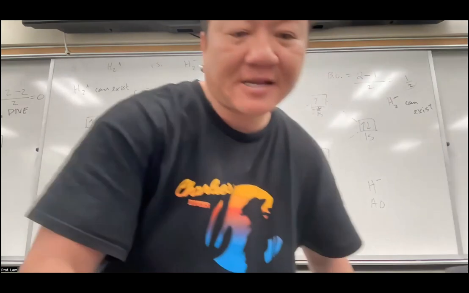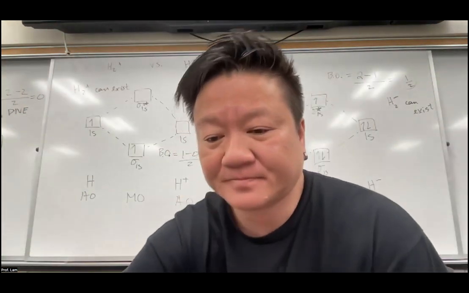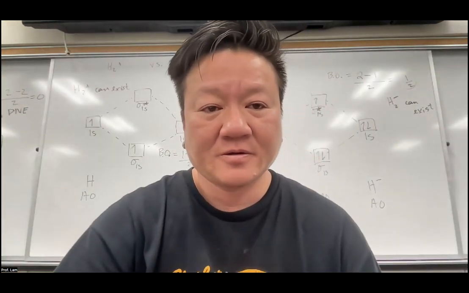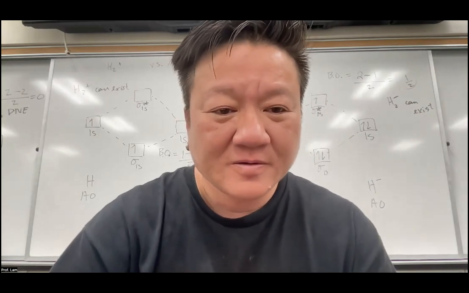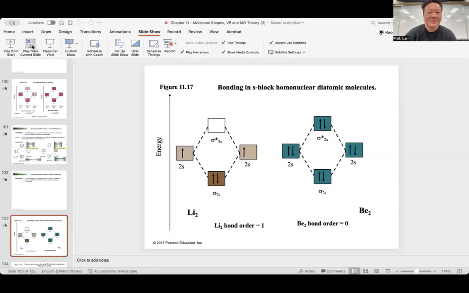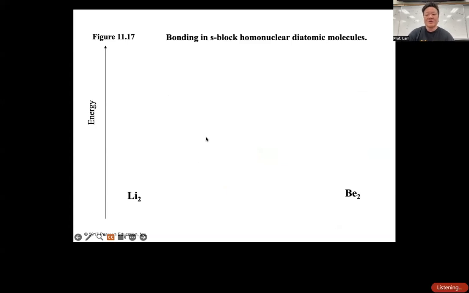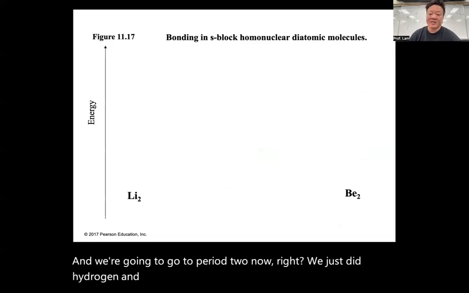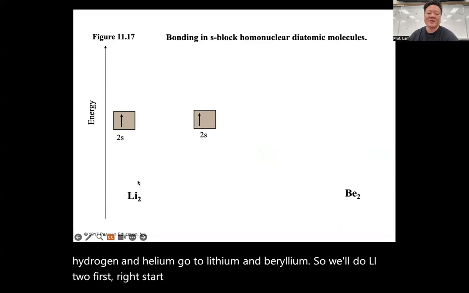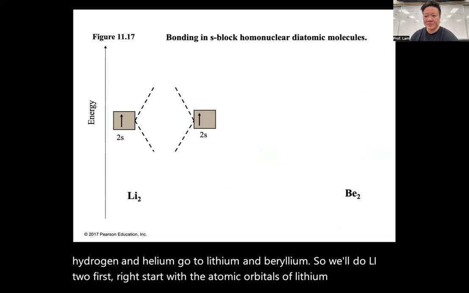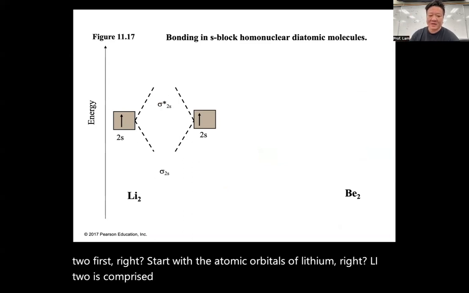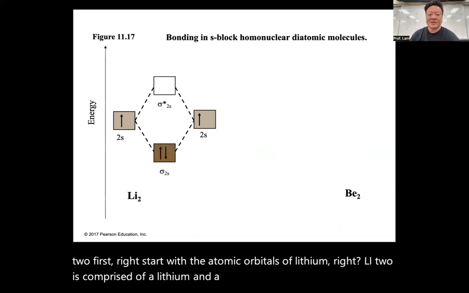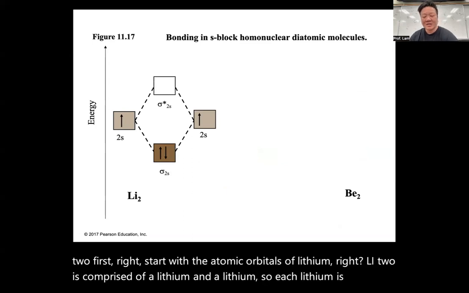Okay, let's go back to our slides. And we're gonna go to period 2 now, right? We just did hydrogen and helium. We go to lithium and beryllium. So we'll do Li2 first, right? Start with the atomic orbitals of lithium, right? Li2 is comprised of a lithium and a lithium. So each lithium is 2s1, okay?